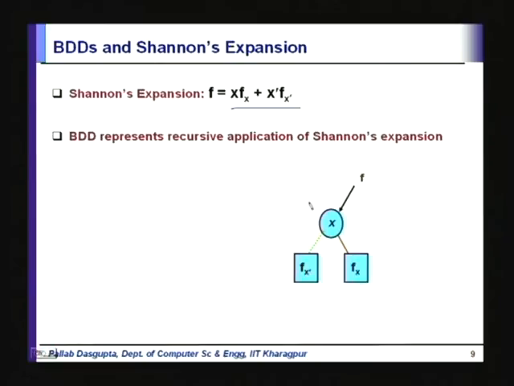So, in a BDD, when you have an x node and f represents this function, then this is represented by fx dash, this is represented by fx. Remember that the solid edge corresponds to x equal to 1 and the dotted edge corresponds to x equal to 0, right. So, if you have a tree here, that tree represents the function fx dash. If you have a tree here, that represents the function fx.